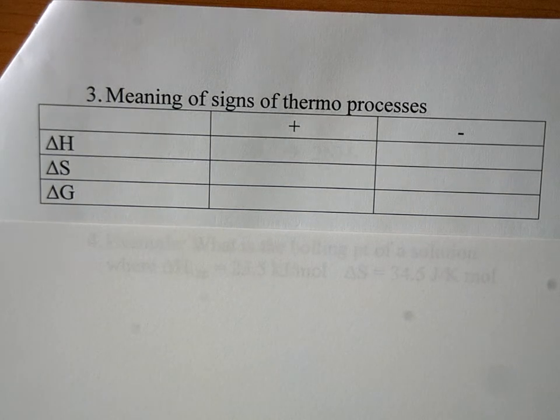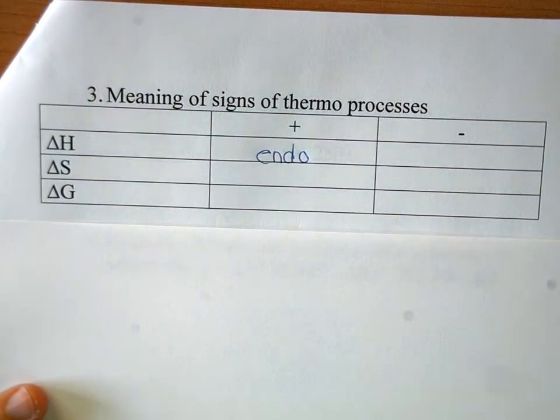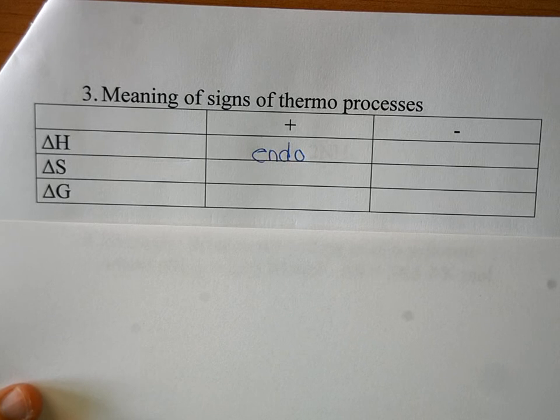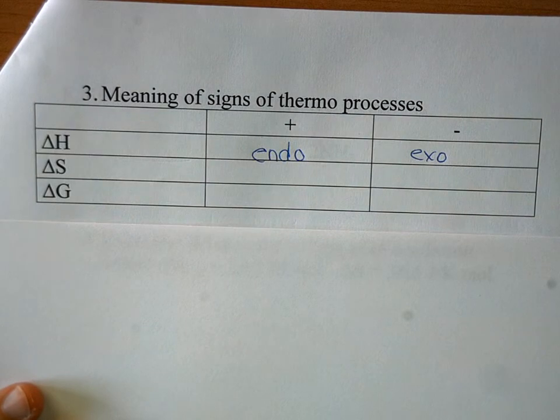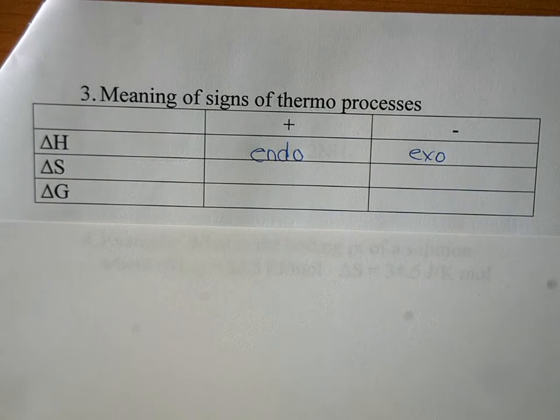For delta H values, if it is positive, that means that it is an endothermic process. We'll abbreviate here. If delta H is negative, then it's exothermic. And this is relative to the system, right? If it absorbs energy, then it's positive. If it releases, it's negative.